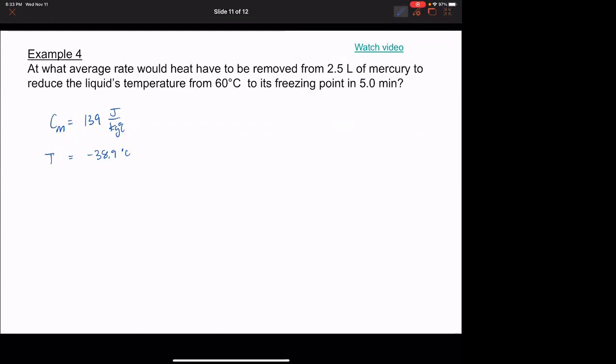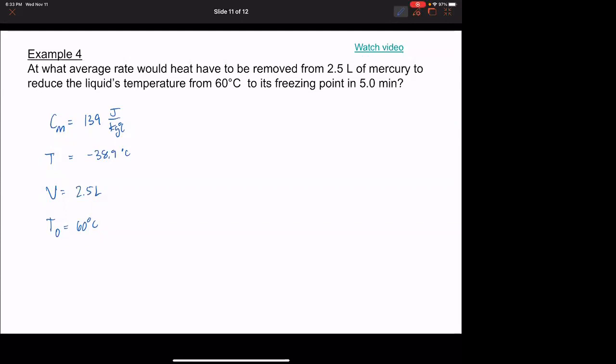But anyway, it says at what average rate would heat have to be removed from 2.5 liters of mercury? So that's a volume, 2.5 liters, to reduce the liquid's temperature from the initial temperature of 60 degrees Celsius to its freezing point. So we're going to need another piece of information as well. What information is that going to be? The density of the mercury. Very good. We're going to need the density of the mercury.